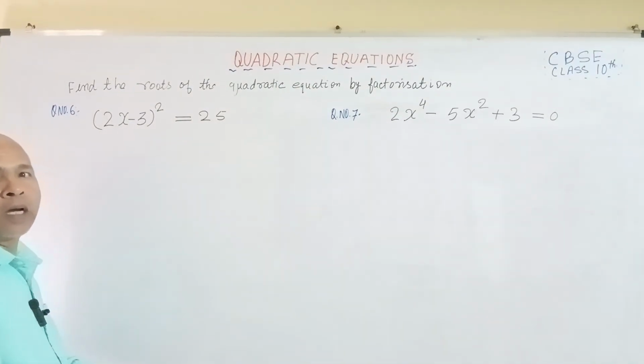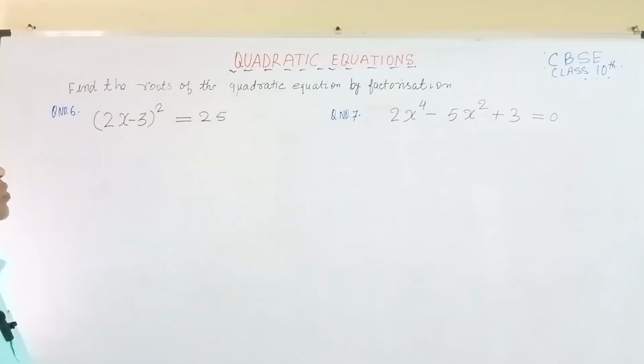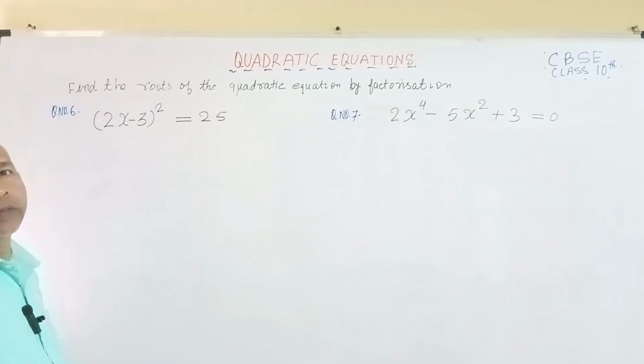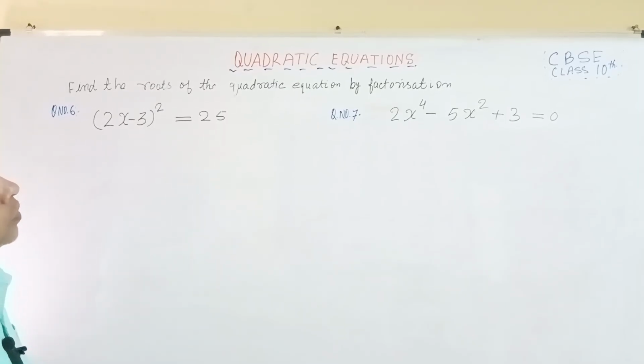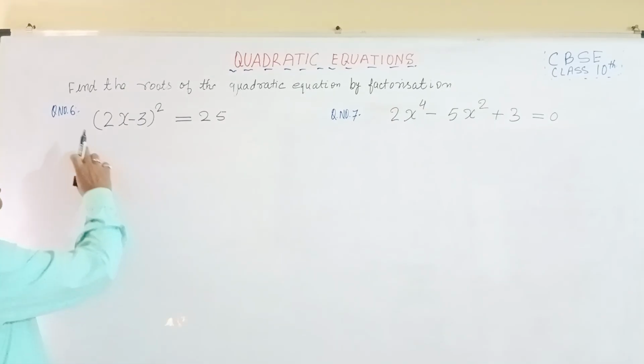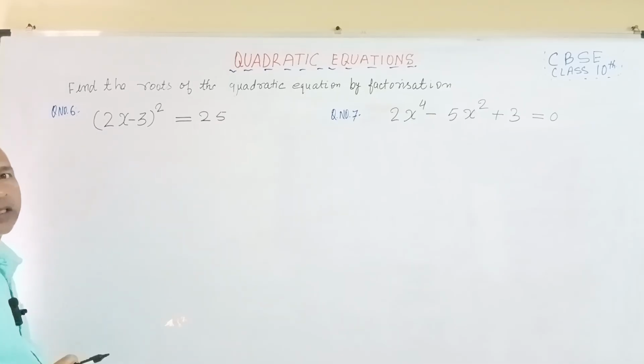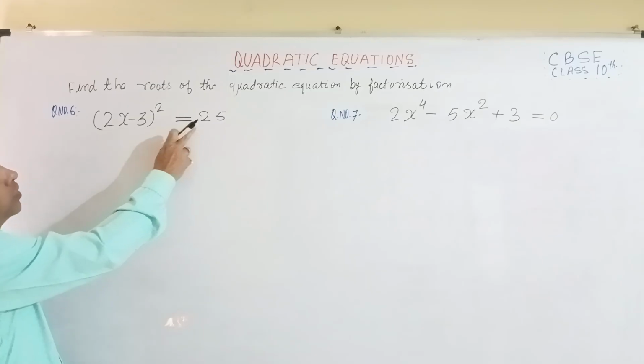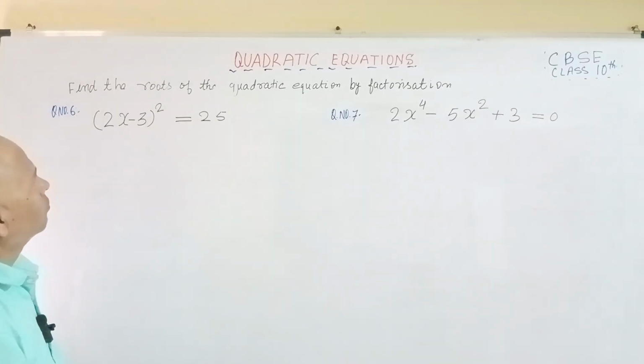Today I am going to solve two questions on quadratic equation by splitting the middle term. Now question number 6 is (2x minus 3) whole square equals 25.